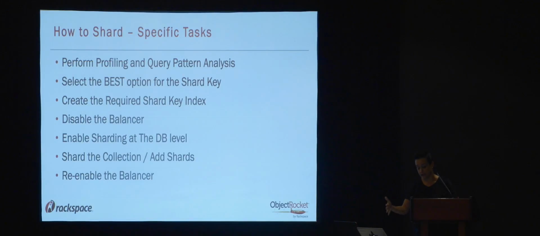You disable your balancer, because obviously you don't want things flying around while you're doing this. Then you enable sharding at the database level, so that's on a per database basis. Then you shard the collection, run the command, and you add the shards. Then you re-enable the balancer, because you want things to start flying at that particular time. So this is the basic process. You want to take your time, right?